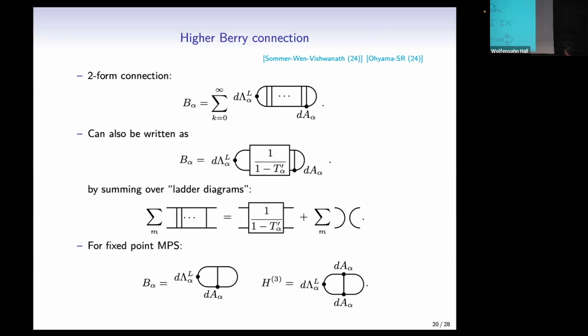We have an infinite sum this way, but we can also perform this summation explicitly. I don't know, in the Feynman diagram language, this is like a ladder diagram summation. But anyway, we can write down the expression for the Berry connection. This paper also discussed a similar formula for the curvature.